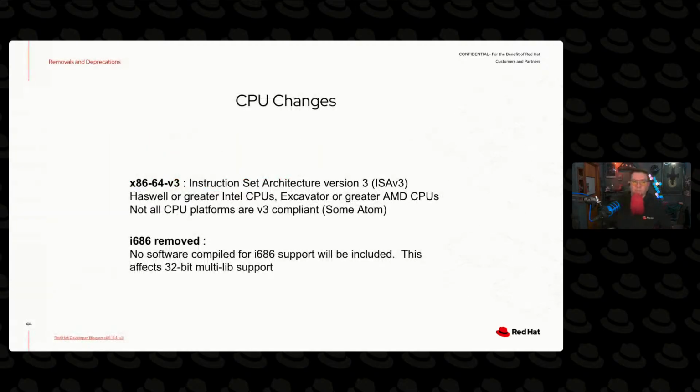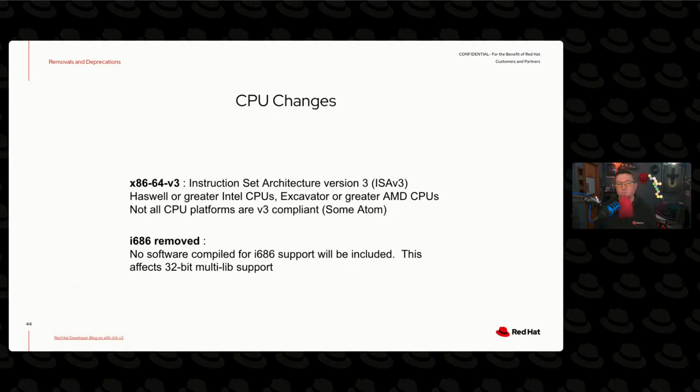So, supported CPUs, we've got the x86_64 ISA version 3 and newer chips. Okay, this is the instruction set architecture version 3. So chips that are certified as ISA v3 are what's certified for RHEL 10. So this would be things like the Haswell and newer Intel CPUs and the Excavator and newer AMD CPUs.